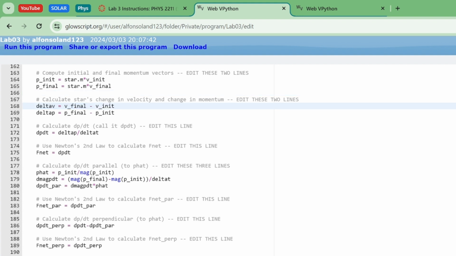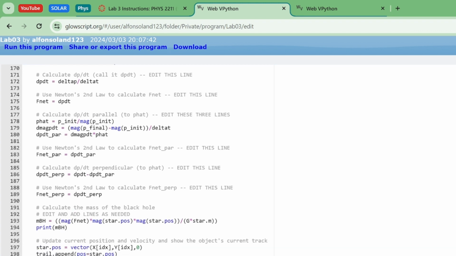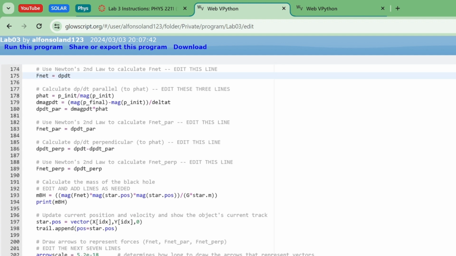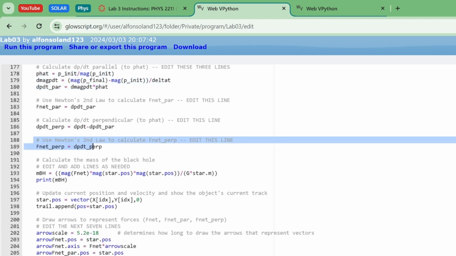And then we can use that to find the change in velocity and change in momentum. Change in velocity is velocity final minus velocity initial, easy enough. Change in momentum is what we solved for here: we take momentum final and subtract momentum initial. Then calculating dp/dt is change in momentum over change in time, as shown in the background slide. F net equals that. And then general things: p hat equals p initial divided by the magnitude of it. And then we just keep getting components. Now we get the parallel component, and later we solve for the perpendicular component right here.